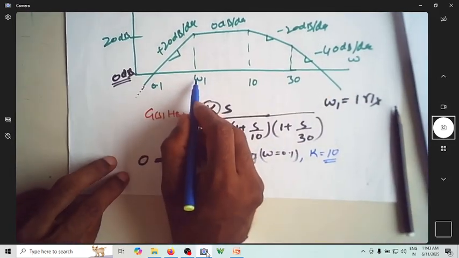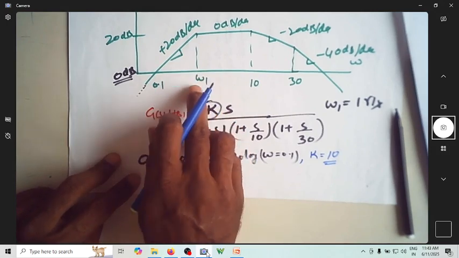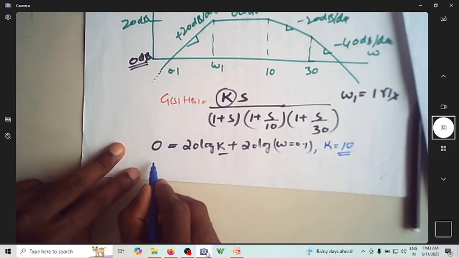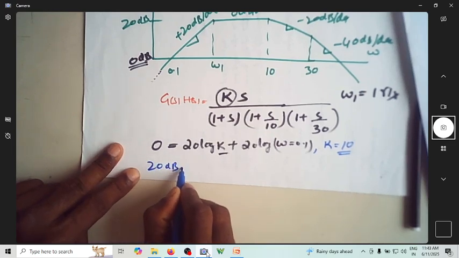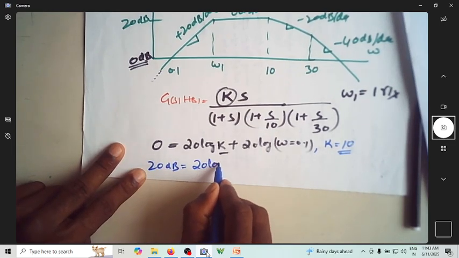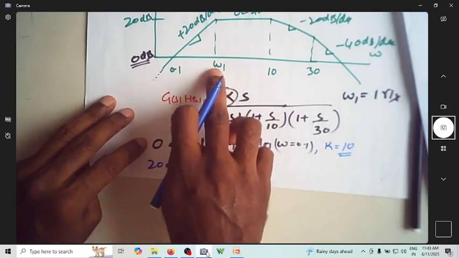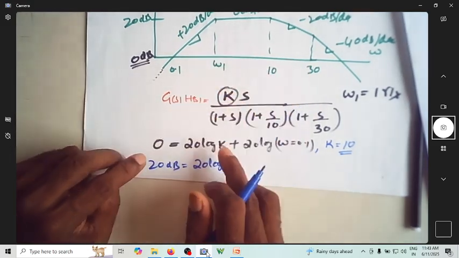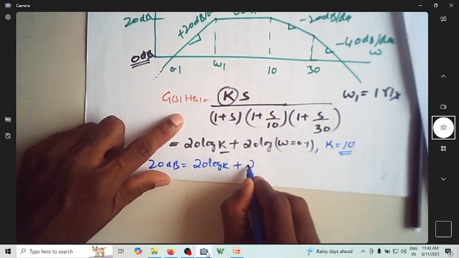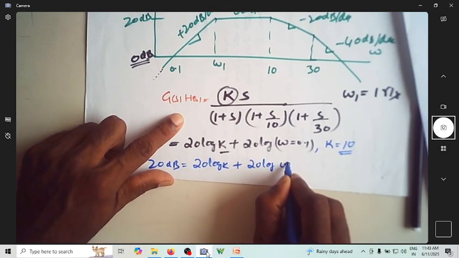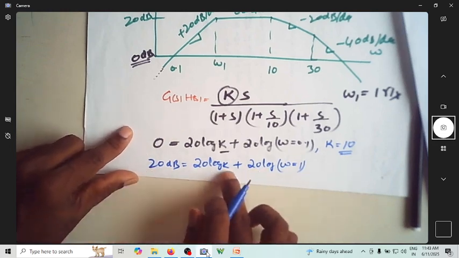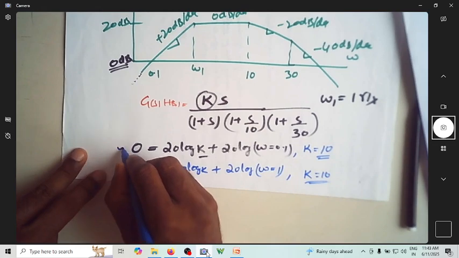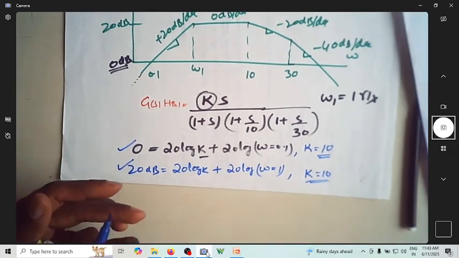So there is another way of finding the value of k here. At omega equal to omega 1, the magnitude is 20 dB. So I can do this. This is 20 dB equals 20 log. The terms that are contributing at omega 1 are again k and s. The other contribution starts after omega 1, plus 20 log omega, with omega equal to 1 now. If you do this, you'll also get the value of k as 10. Either you can use this equation or this equation to find the value of k.